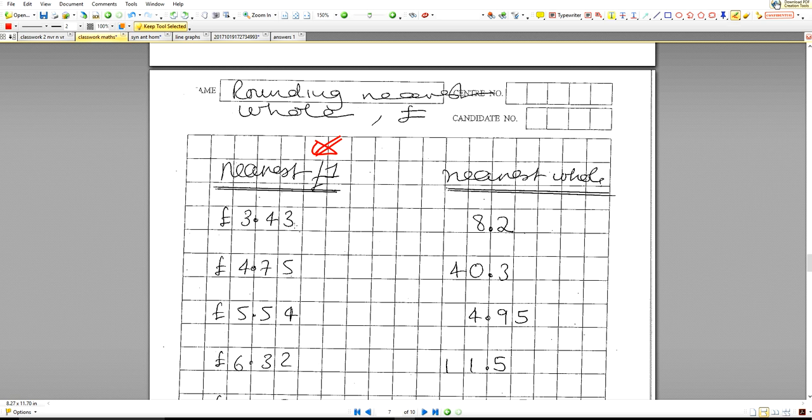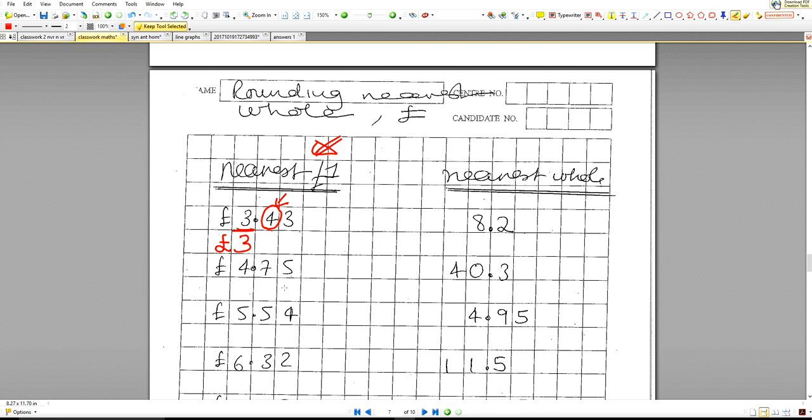Now, if you have £3.43 and you want to round to the nearest pound, that is the whole number of pounds, which is £3. So you look over here at the next number to the £3, which is 40, the 40 pence. Because this is less than 5, we leave the £3 alone. So £3.43 rounded to the nearest whole pound is £3.